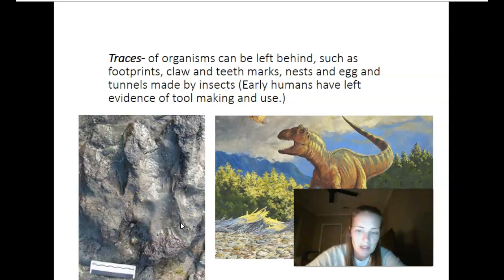It is not the organism itself as it existed. It is just a trace, a sign that it existed. So it can be things like footprints, as with the Inverloch dinosaur footprint, claw or teeth marks, nests, eggs, and tunnels. And early human, when we look at human evolution, trace fossils would include tools. So just evidence that that organism existed in this period of time.